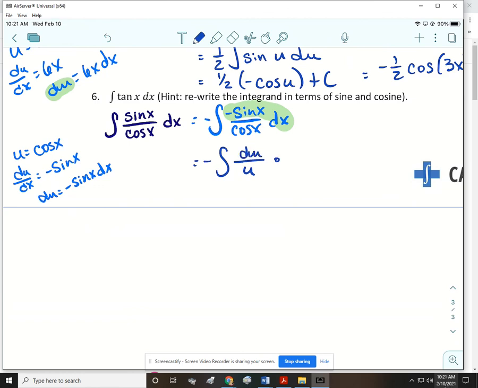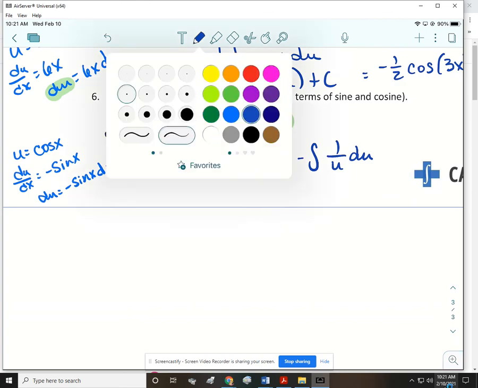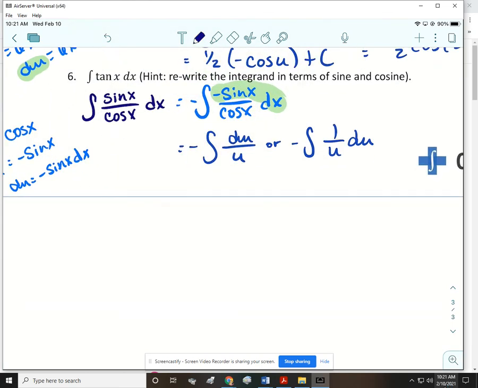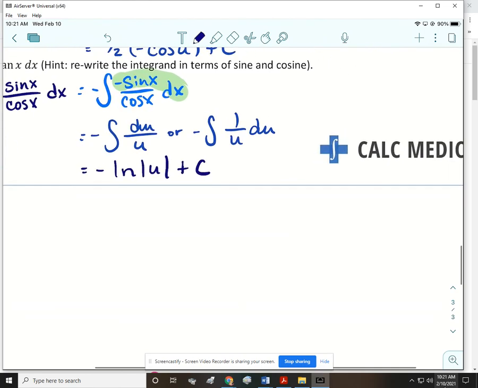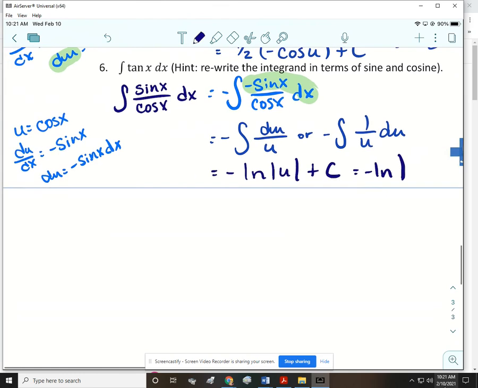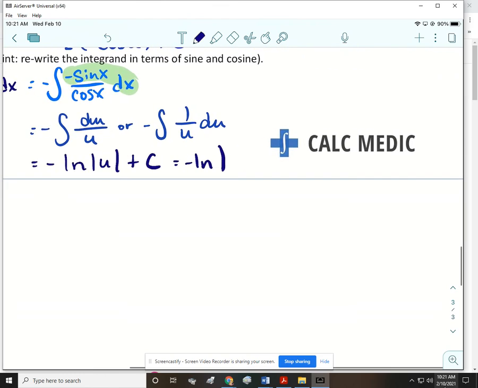This also could be written as the negative integral of 1 over u du. All right, so I think we all know that that's going to be the negative natural log of the absolute value of u plus c. And then we'll go back, and in the place of u, we're going to put in what u equals, which in this case was cosine of x.